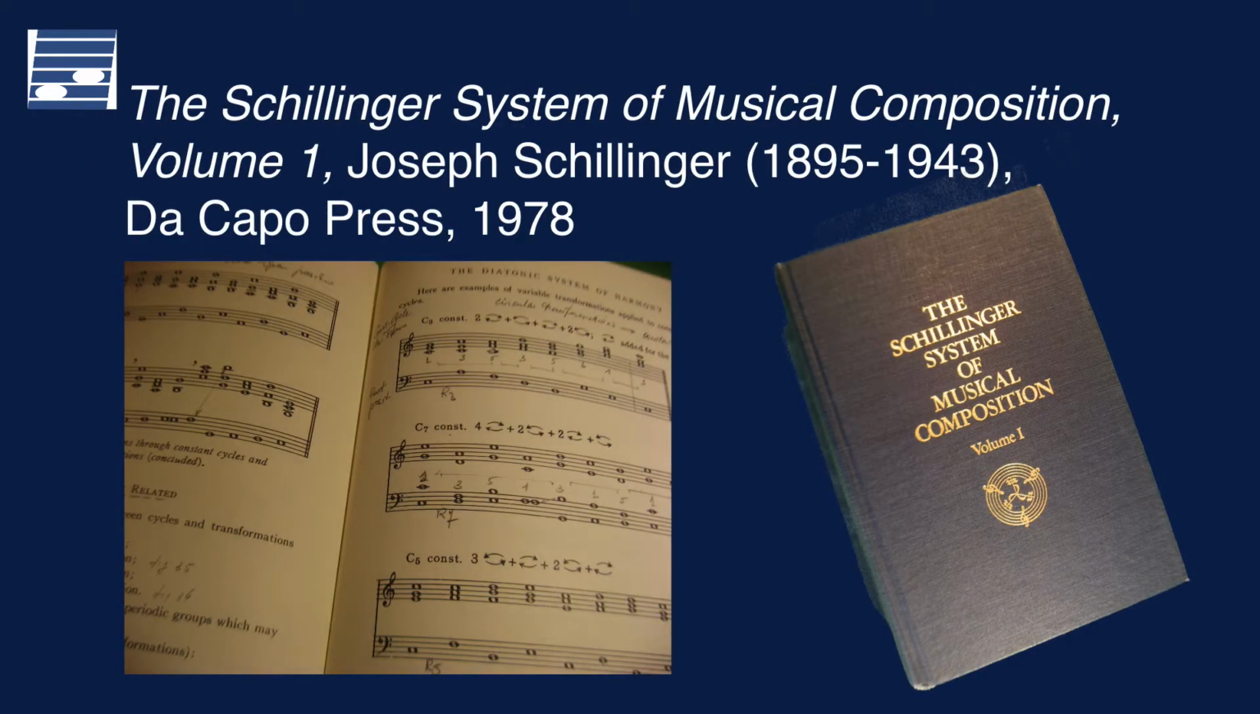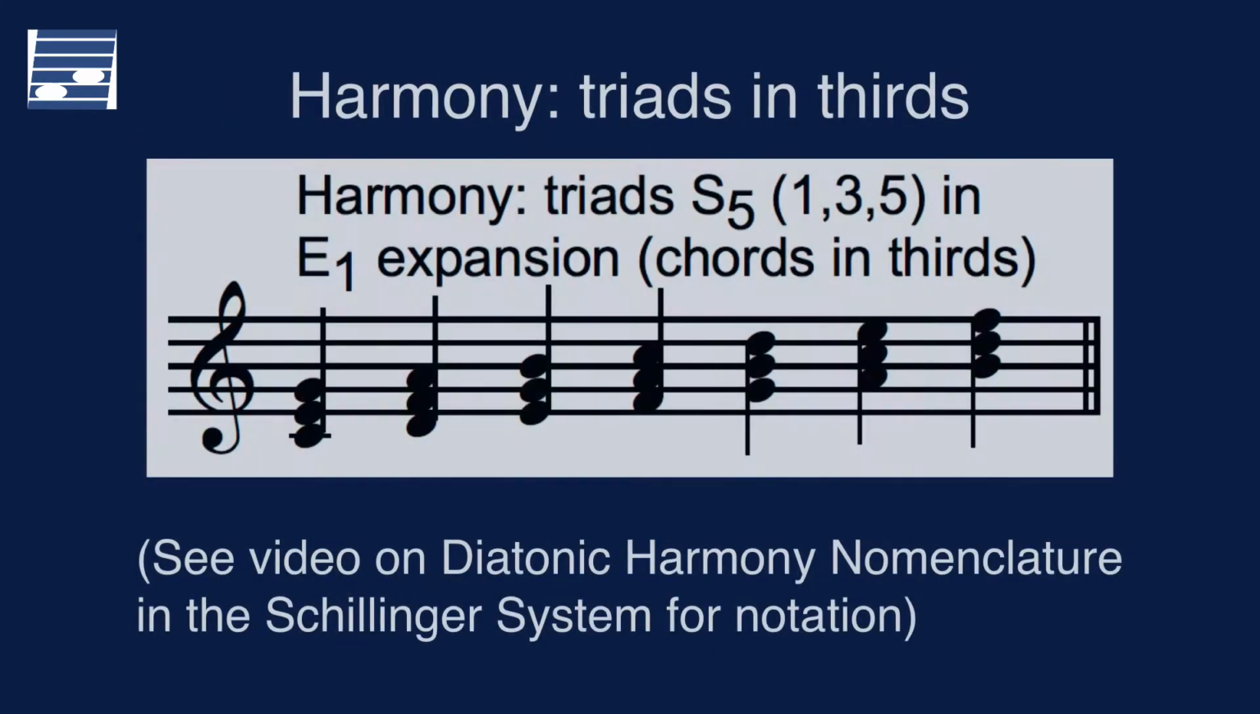Next, I want to demonstrate similarities between the Persichetti book and the earlier Schillinger system of musical composition. Volume 1 of this system has an unconventional description and approach to diatonic harmony, including modal chords. Diatonic harmony in the Schillinger system is created by using the first expansion E1 of 7-pitch diatonic scales. This leads to chords in thirds, as shown here for the C major scale.